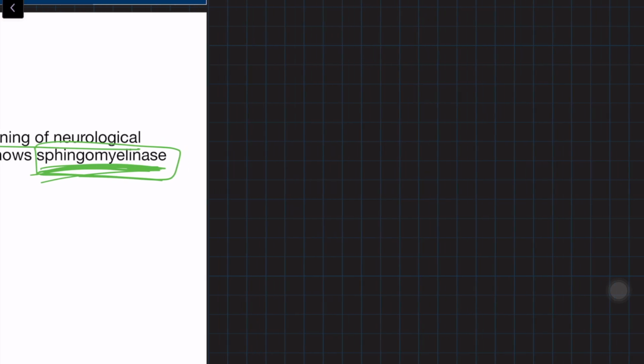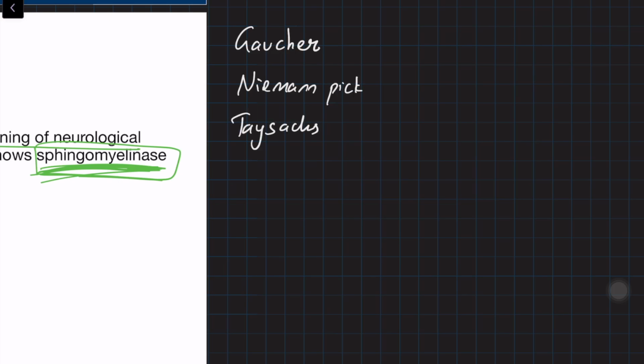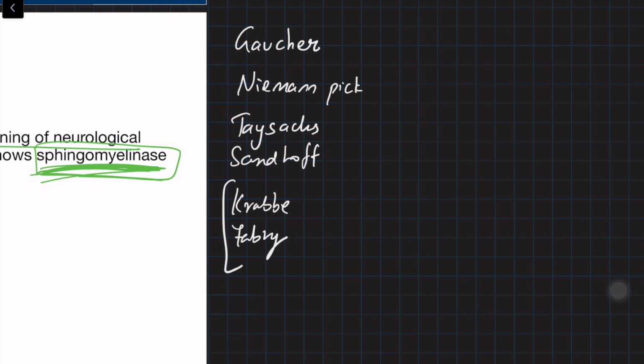Okay, so that includes Gaucher, Niemann-Pick, Tay-Sachs, Sandhoff, Krabbe, Fabry. Krabbe and Fabry is rhyming. Sachs, Sand, almost rhyming. Okay. And Gaucher, Niemann-Pick. These two are more familiar names, right? Maybe for me it is so.